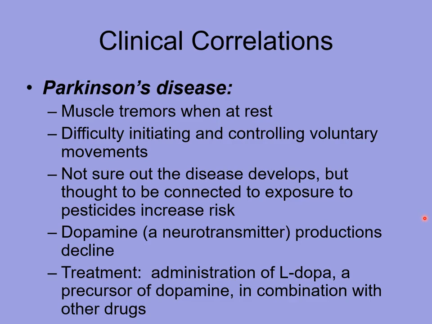The individual has difficulty controlling voluntary movements. There are different suggestions as to what may cause it. We don't know exactly what the cause is. There have been some correlations made that exposure to pesticides may increase the risk. One thing we do find is that dopamine, which is a neurotransmitter, production tends to decline in individuals who suffer from Parkinson's disease. And so part of the treatment is to try to administer a precursor to dopamine to try to make up for that.